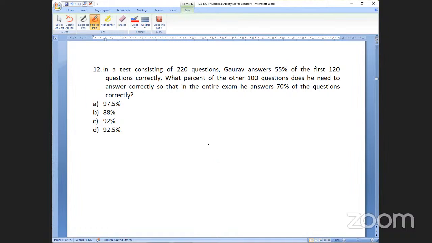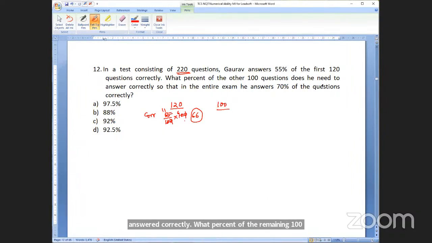In a test consisting of 220 questions, Gaurav answered 55% of the first 120 questions correctly. So out of 120 questions which he attempted first, he correctly answered 55%. So 55% of 120 is 55 by 100 into 120. That means 66 questions he answered correctly. What percent of the remaining 100 questions does he need to answer correctly so that in the entire exam, he answers 70% of the questions correctly?